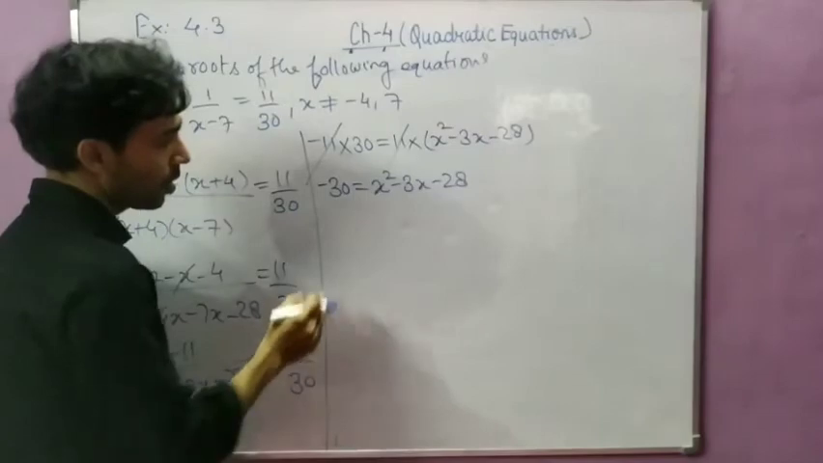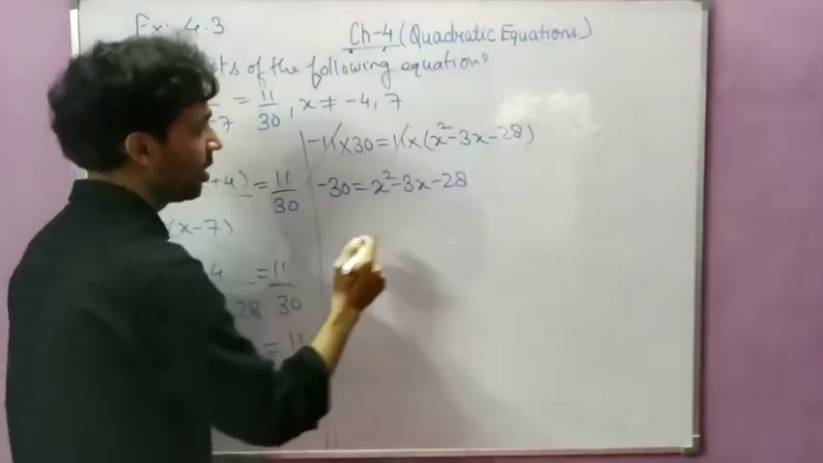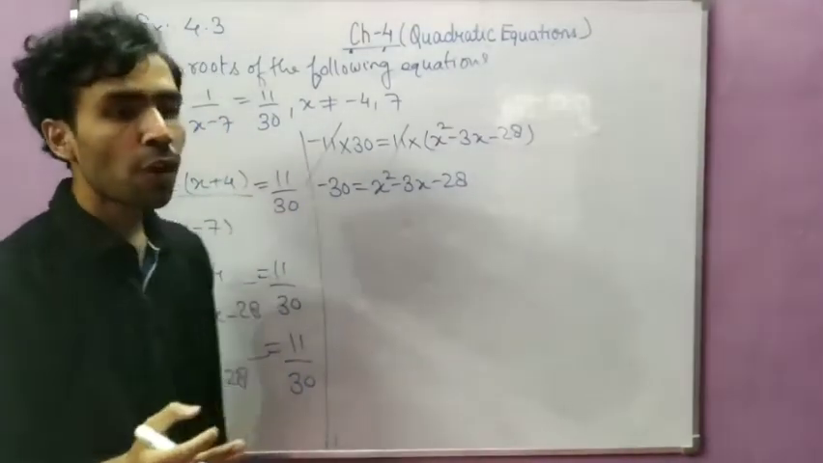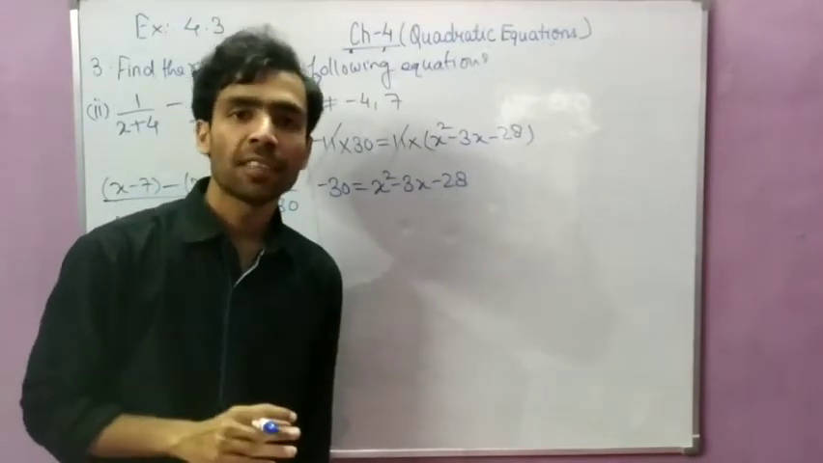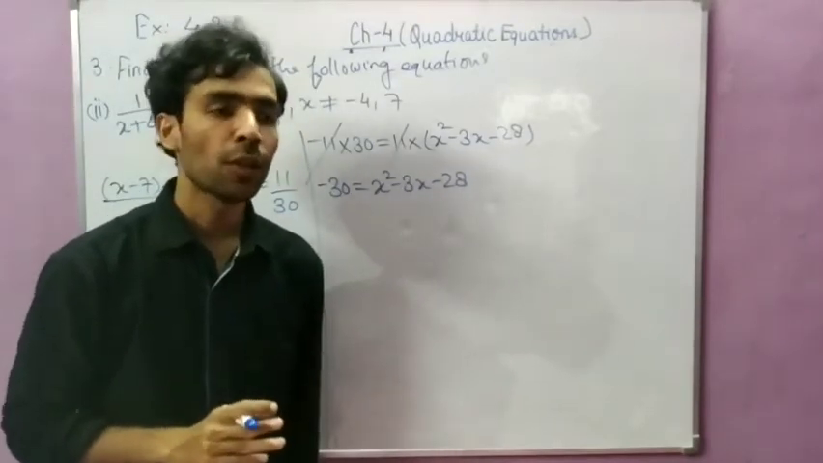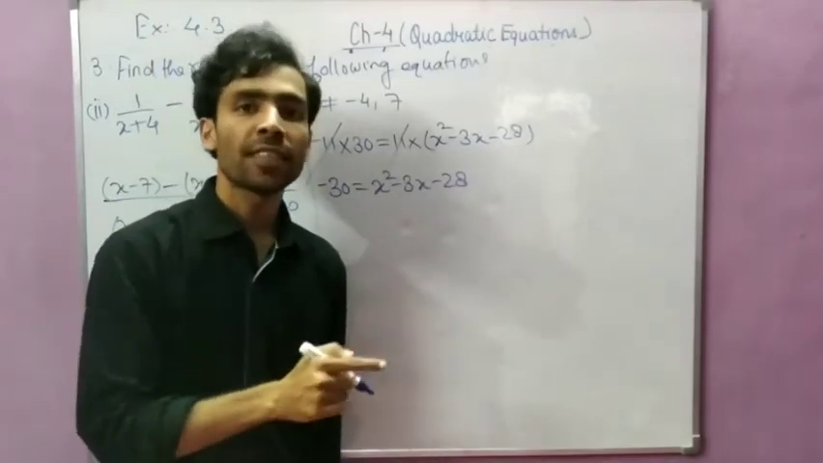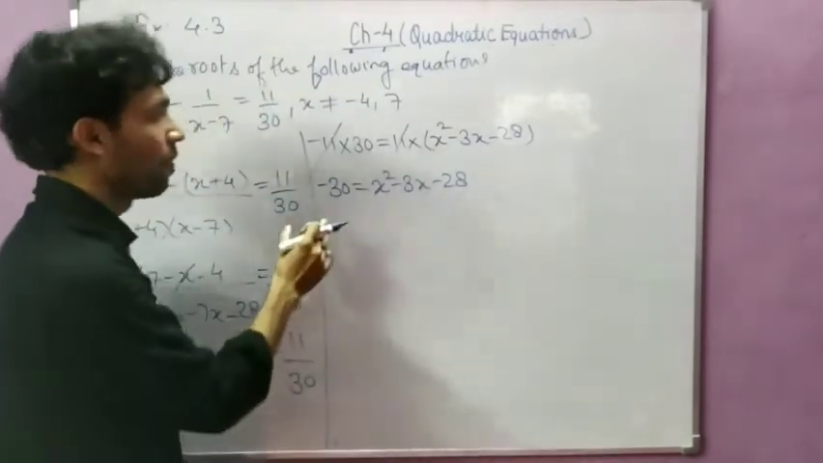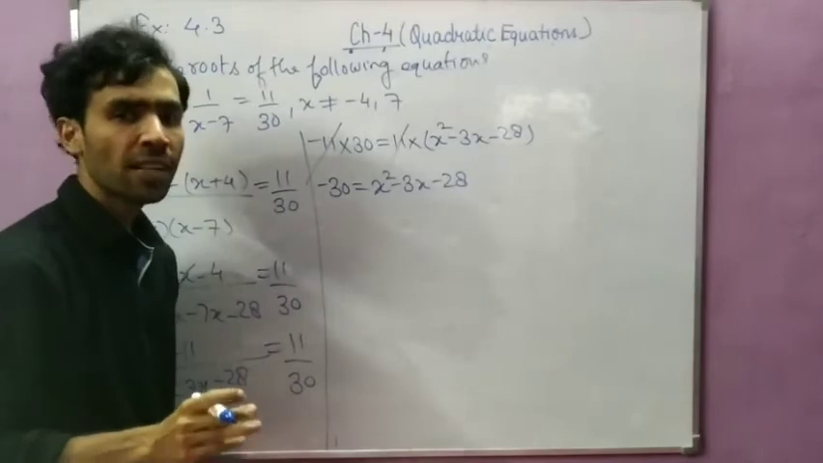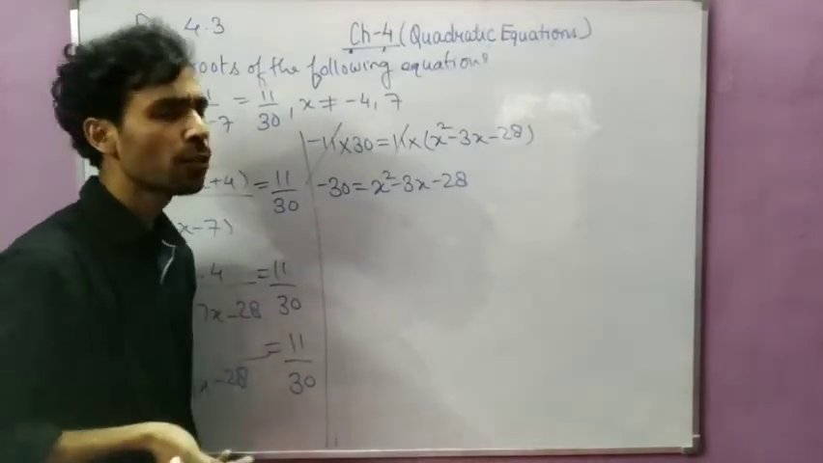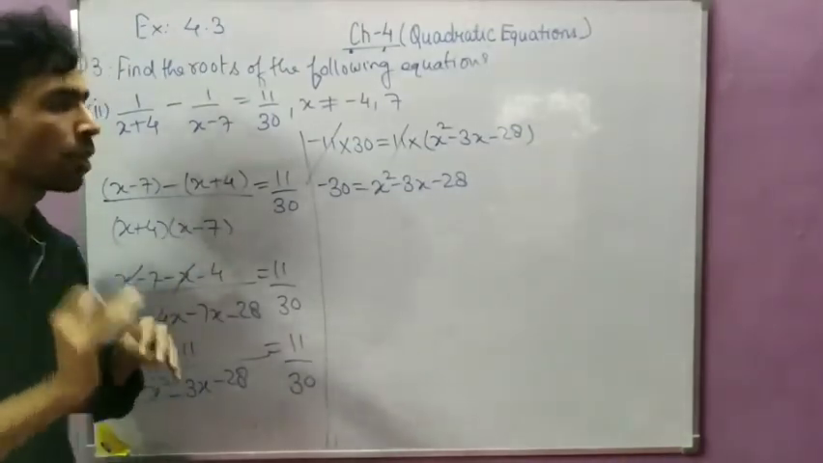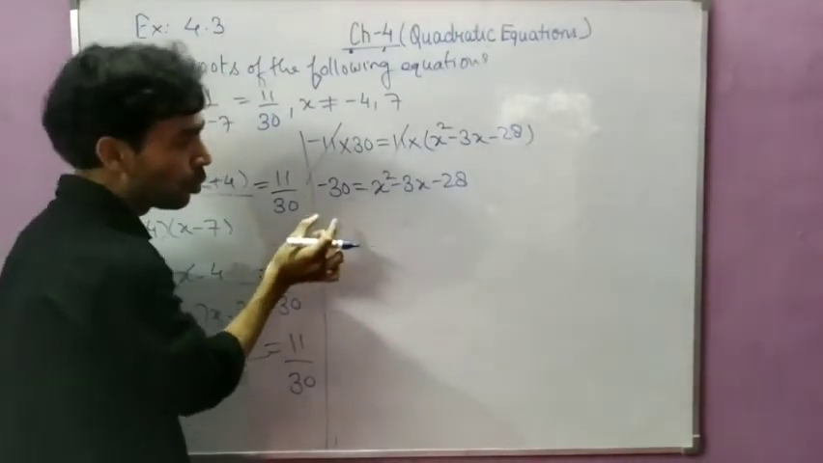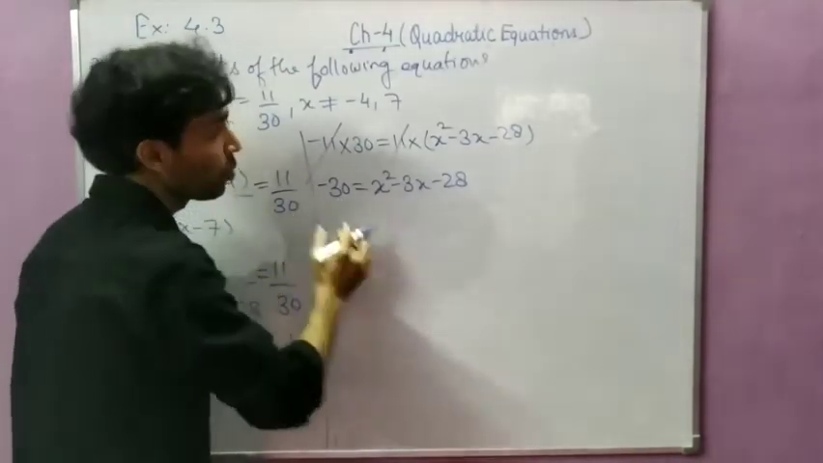Now transfer all this to this side. Listen, whenever you solve a quadratic equation now, the coefficient of x square should be positive. Okay, because in the general form the coefficient of x square is positive. That's why we always make the coefficient of x square positive. You can solve in negative also, but try to follow the rules. Okay, so now what you do, you transfer this minus 30 to this side.